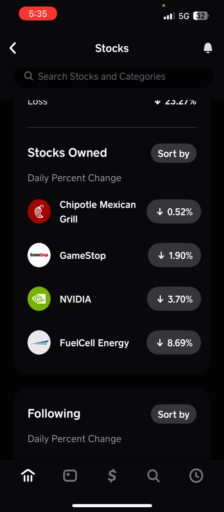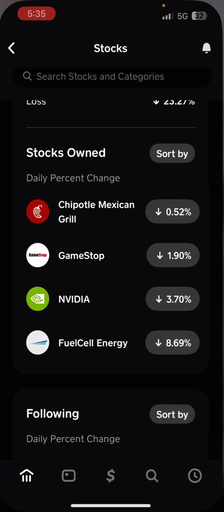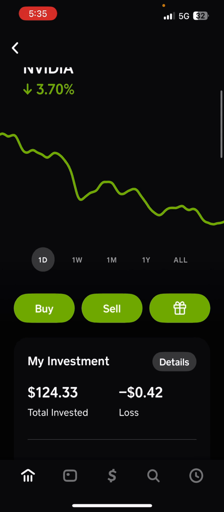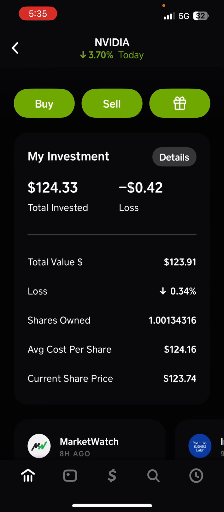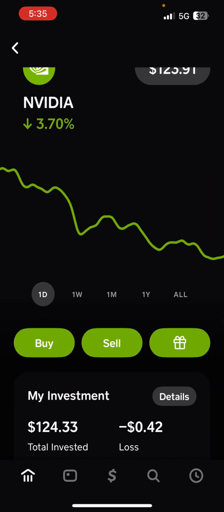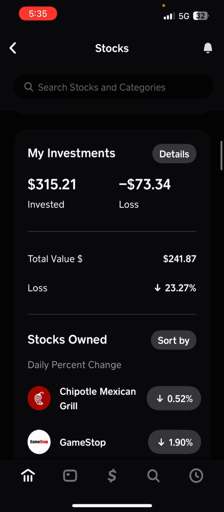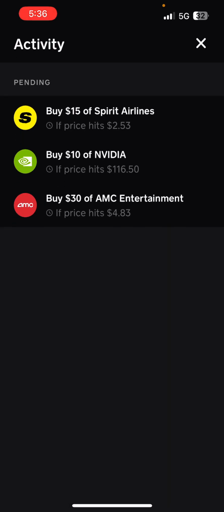GameStop, right? Just a few things I want to touch on and talk about. So, looking at the next price you want to get in. Now this goes for any stock. If I buy Nvidia at 125, I would currently be at a loss because the current share price is 123. So instead of panicking, I should be like, okay, I want to lower my average cost per share. 125 is slightly high, so my next buy is probably going to be at 120, 116, 117. I didn't get in at super bad timing, but it's not great. 124 is not a great point in Nvidia. It's kind of in the middle. I would wish for a 120, 119, you know what I mean?